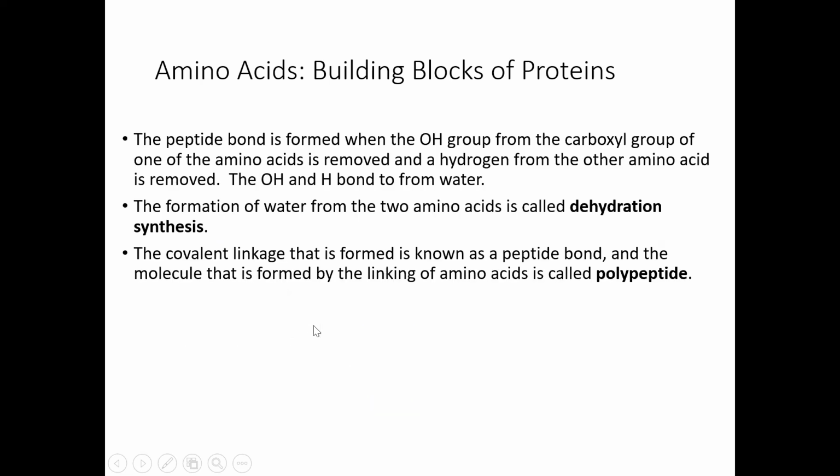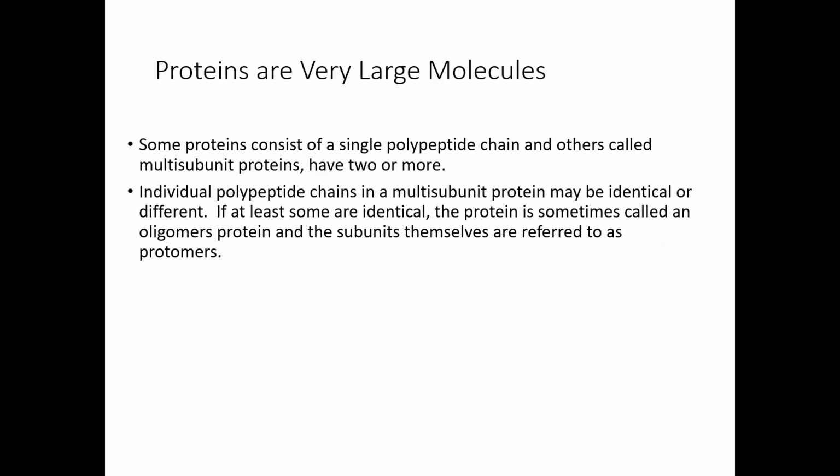And also the peptide bond is formed when the hydroxyl group from the carboxyl group of one amino acid is removed and the hydrogen from the other amino acid is also removed. So the OH and the hydrogen now form the water molecule that is eliminated. So the formation of a water molecule from the two amino acids is called dehydration synthesis. So it's this dehydration reaction that happens. So now the covalent linkage that is formed is known as the peptide bond, and the molecule that is formed by the linking of the amino acids is called a polypeptide.